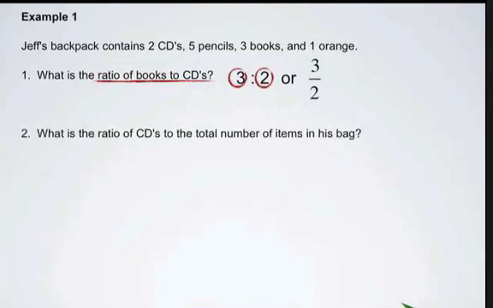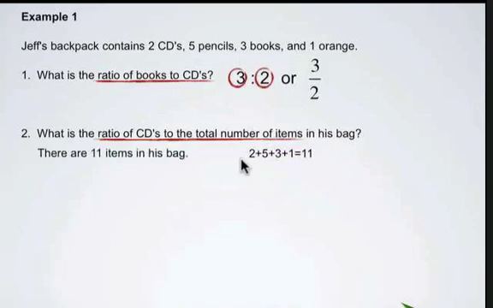The second question could be, what is the ratio of the number of CDs to the total number of items in his bag? Now, in this case, we need to take a look at, first off, how many items does he have in total in his bag? So you can see with the 2 CDs, 5 pencils, 3 books, and 1 orange, if we add up all of those items, he has 11 items in his bag.